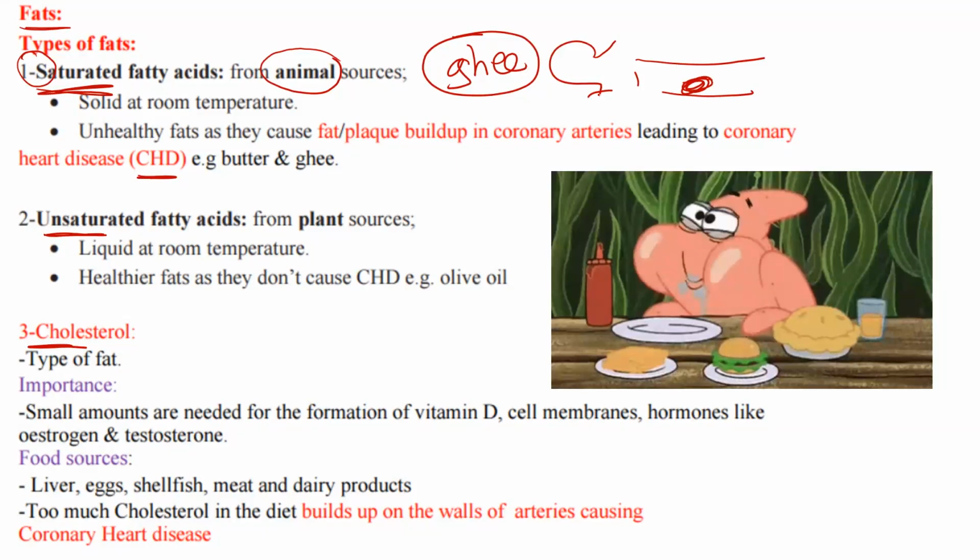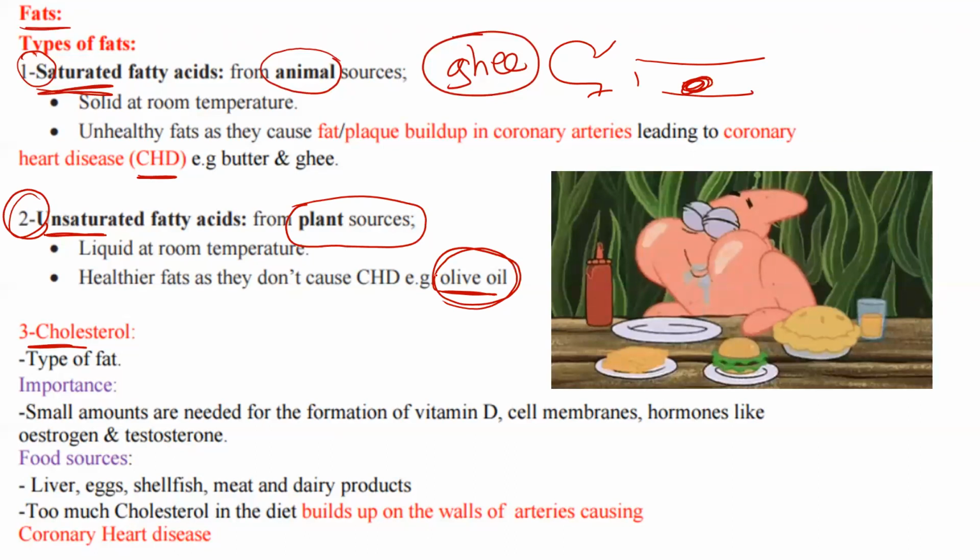Now we have another type of fat that is unsaturated, and this is plant fat. The best and easiest examples are olive oil, sunflower oil, almond oil. Any oil that comes from plants is unsaturated fat. It is liquid at room temperature, while saturated fat is solid at room temperature, like butter and ghee. Unsaturated fat is healthier.